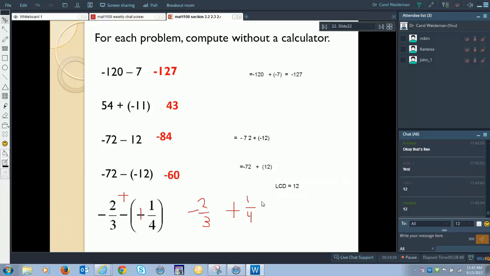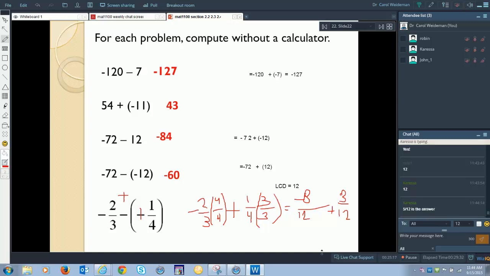Exactly. So how am I going to get this fraction to have a denominator of 12? I need to multiply by 4/4, right? She's got the answer, you're right. And this one's going to be 3/3. So what do I have? I have negative 8/12, and then I'm adding 3/12.